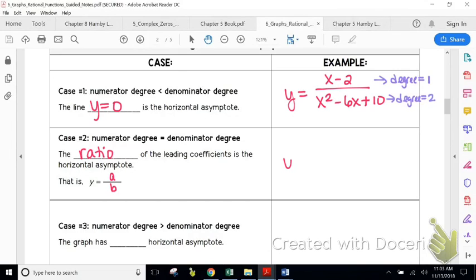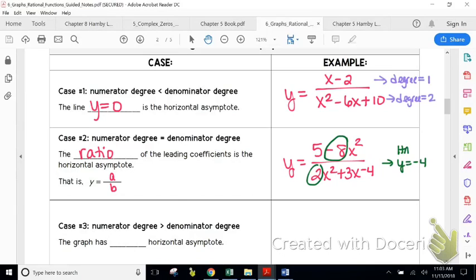So what that's saying is if we have this equation, like y equals 5 minus 8x squared over 2x squared plus 3x minus 4, we can see the degree of the numerator is going to be what? What's the degree of the numerator? 2. What's the degree of the denominator? 2. And because of the same degree, then we're going to take the ratio of their coefficients. So you're going to take the negative 8 over the 2. And what is negative 8 over 2? Negative 4. Yeah, so y equals negative 4 would be your horizontal asymptote for this one.